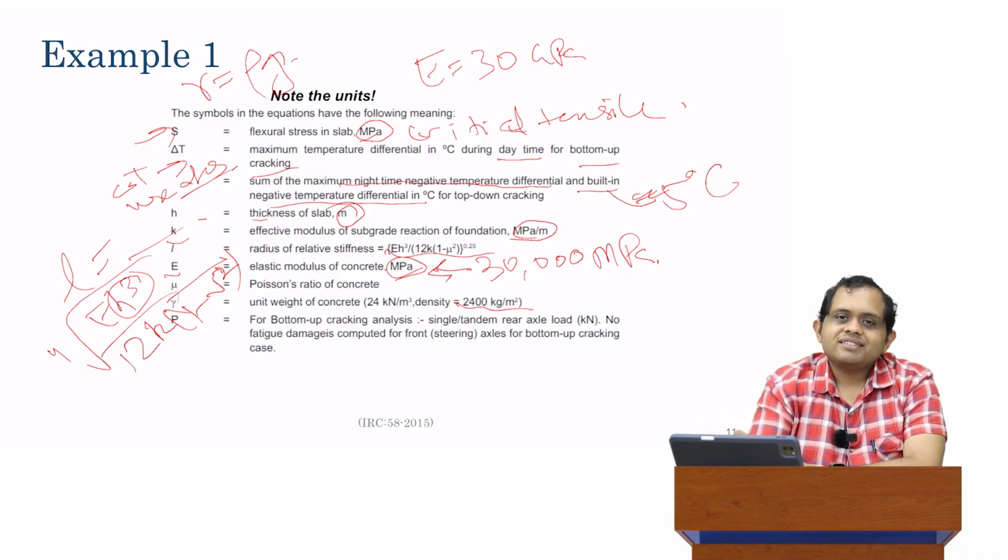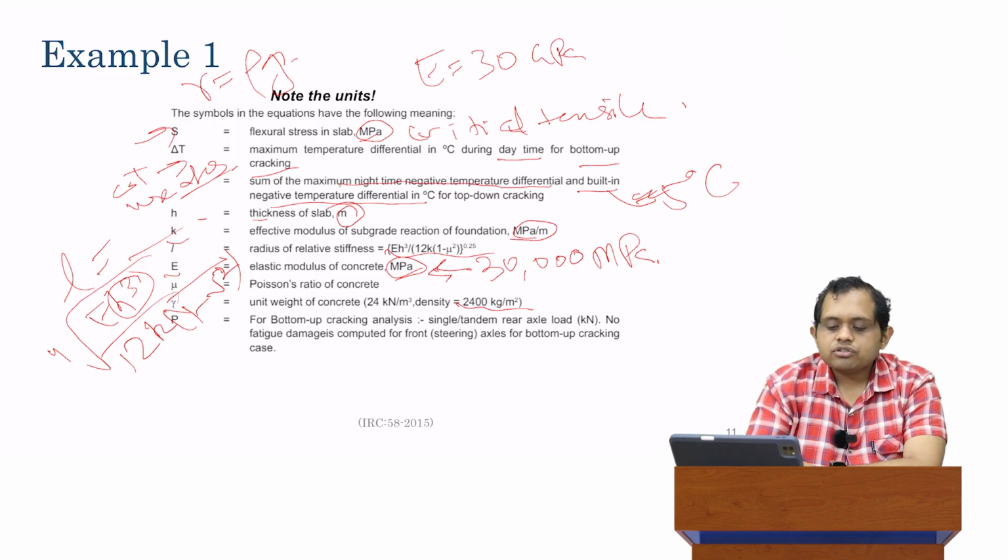Times g. Now, g is technically 9.81. Since we are engineers, we are happy to just write g equal to 10. So, basically, we have gamma as 2,400 kilograms per cubic meter times 10, which is g, and that gives us 24,000 Newton per cubic meter.